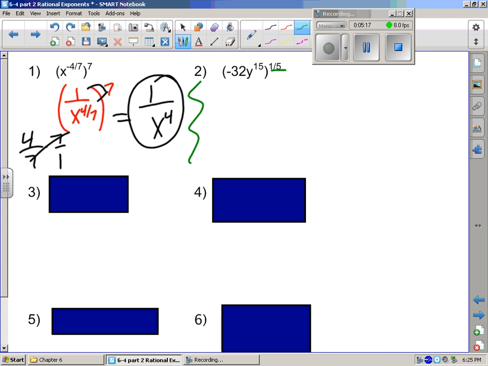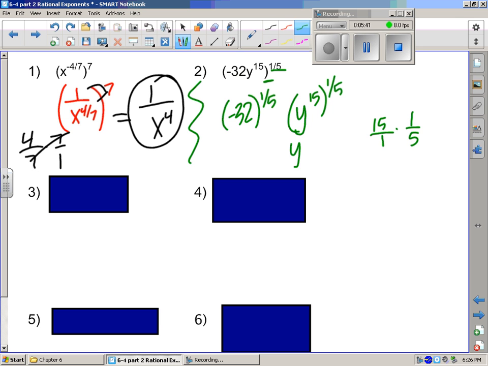I see that this fractional exponent is next to the parentheses, so that means that everything inside of those parentheses is going to get that 1/5 power. So I'm going to do that now. Negative 32 is going to be raised to the 1/5, and then I had y to the 15th, and that's going to be raised to the 1/5, which is power to a power, which means multiply. Multiplying 15 over 1 times 1/5 will just give us a 3. It's really dividing by 5. All right, that seems simple enough.